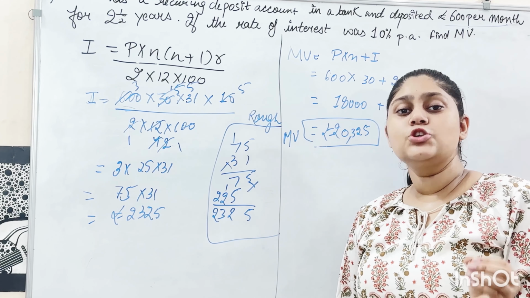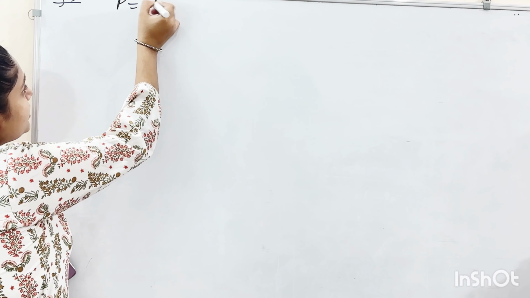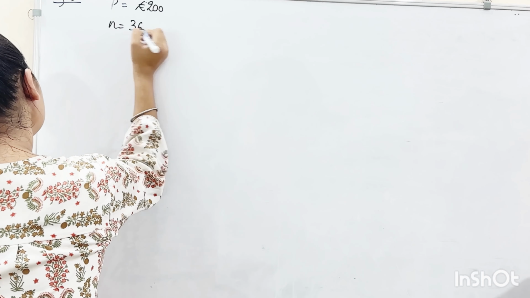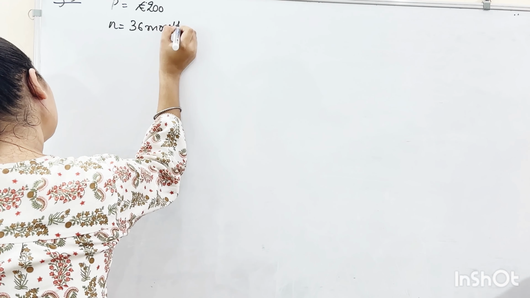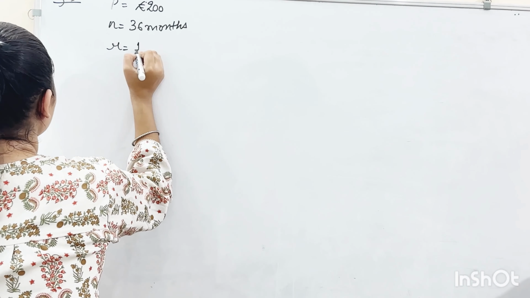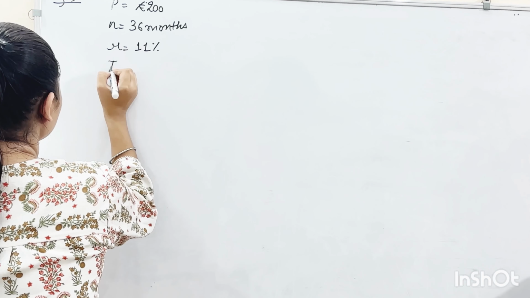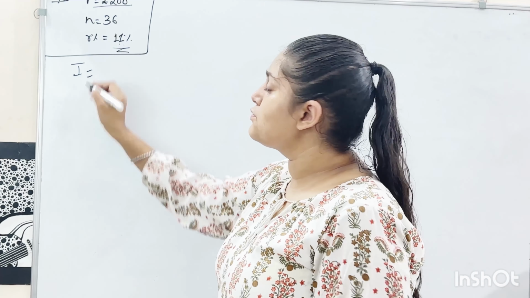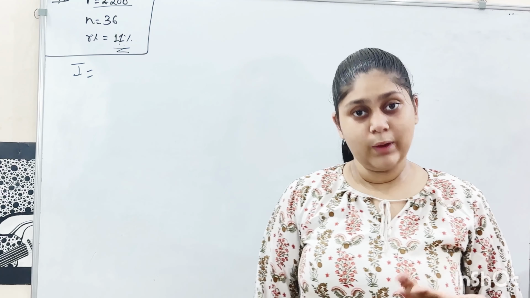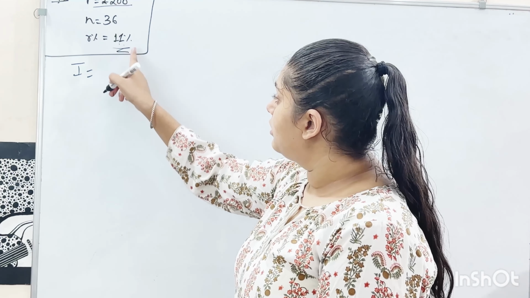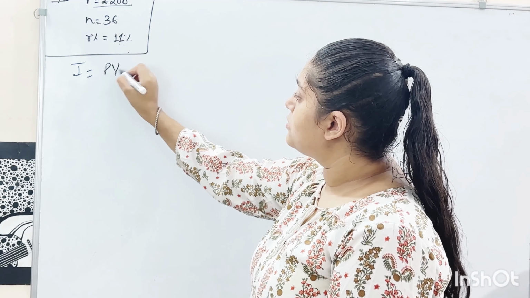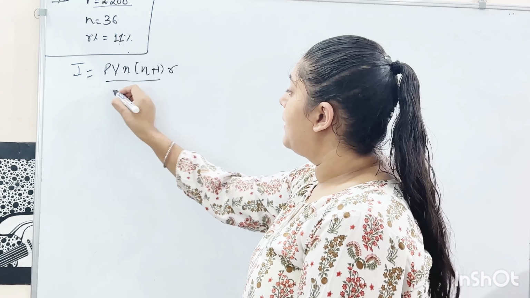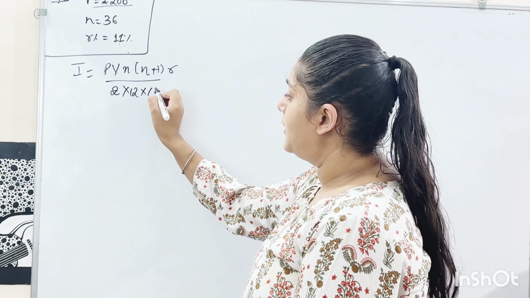If you have any doubt, please ask me in the comments. The value is rupees 200. Clear? Interest, first of all, we have to find, and only then can we find the maturity value. Fine. So interest is P into N into N plus 1 into R upon 2 into 12 into 100.